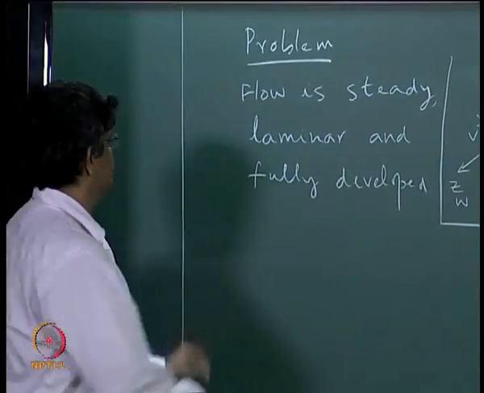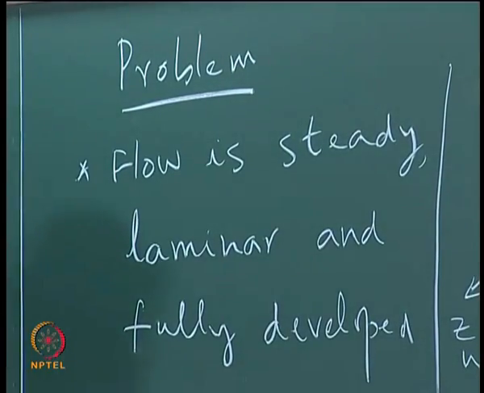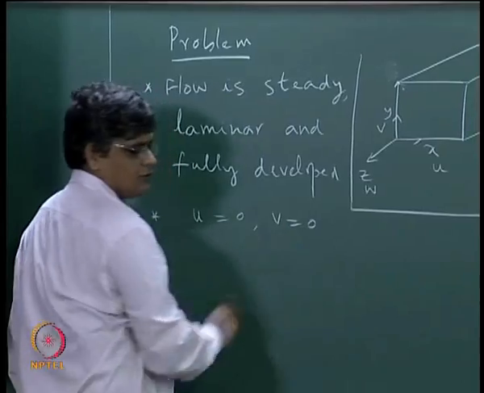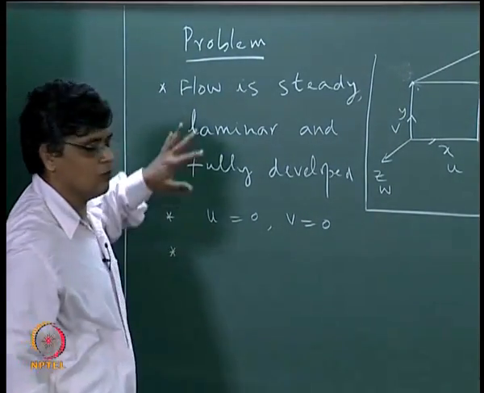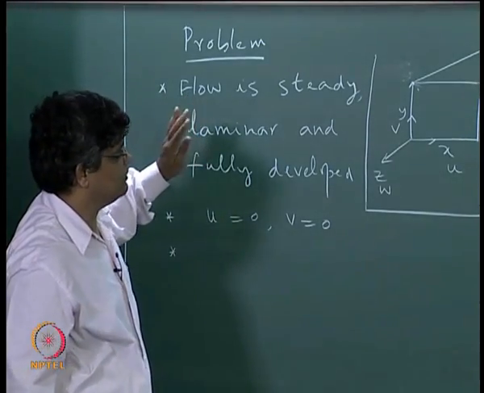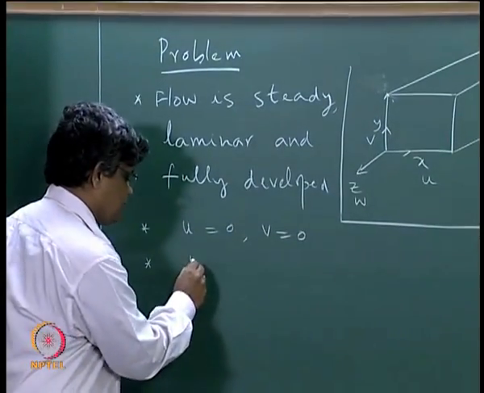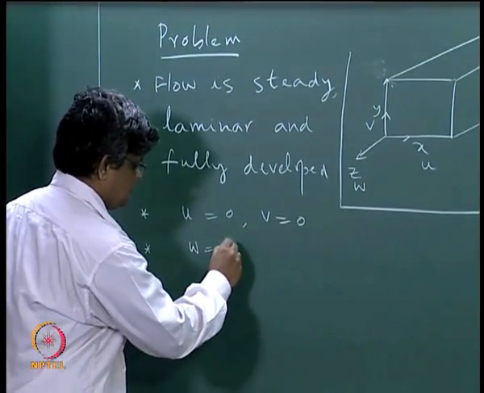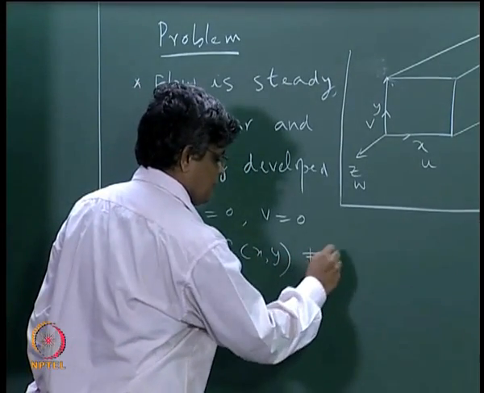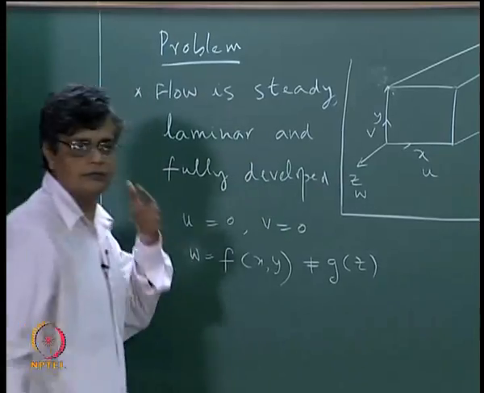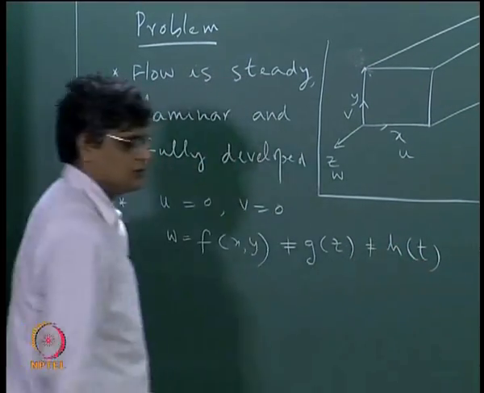And under these conditions we know that u is equal to 0 and v is equal to 0 throughout. The flow is essentially two-dimensional in the sense that only w is the non-zero component, and w is a function of both x and y, and it is not a function of z, and it is not a function of time. So the flow is steady.